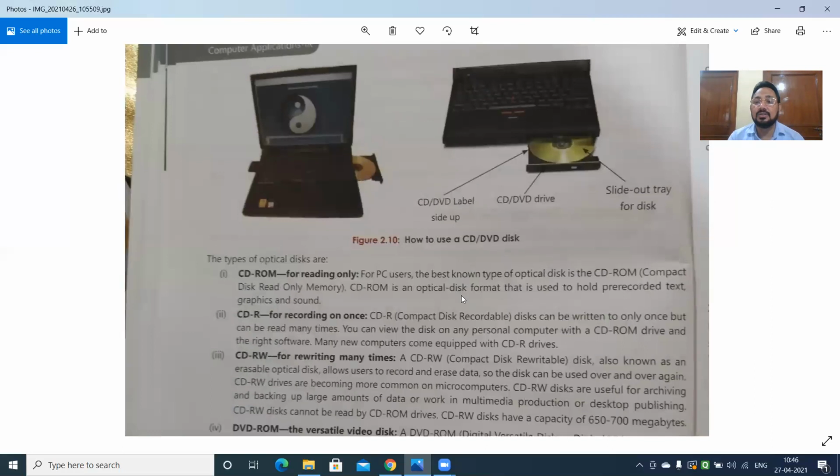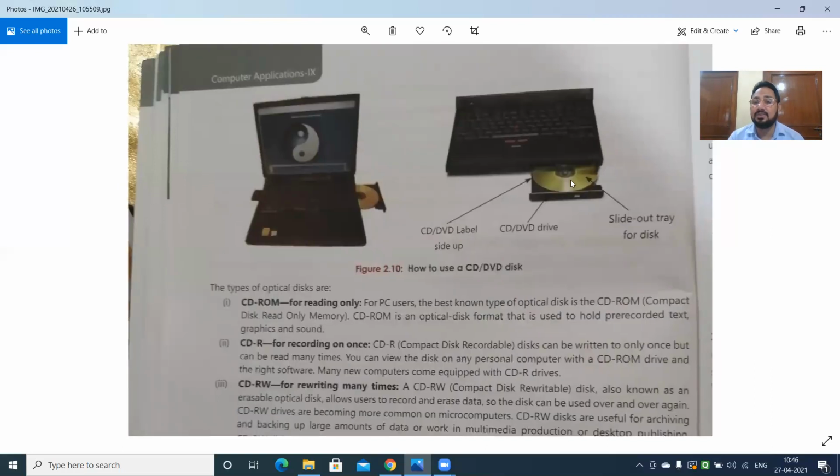So see here, it looks like this only. Whether it is a CD, DVD, CD-ROM, CD-R, or CD-RW, whatever it is, it looks like a circular plate. It looks like this, and this is the drive of it. You attach it. Many systems have it, but I'm again telling you, as I have purchased a new system, the new systems are just not giving this facility because it's not much in use.